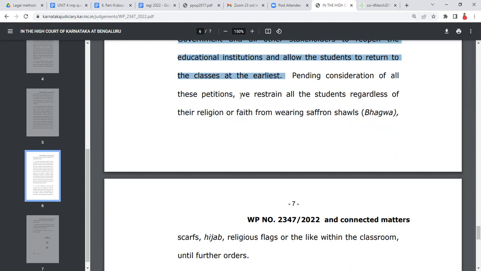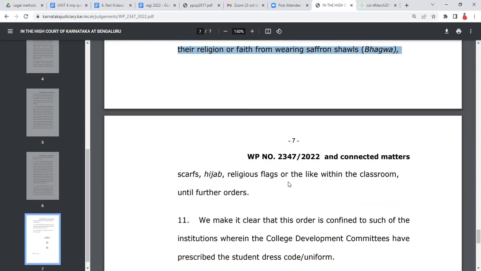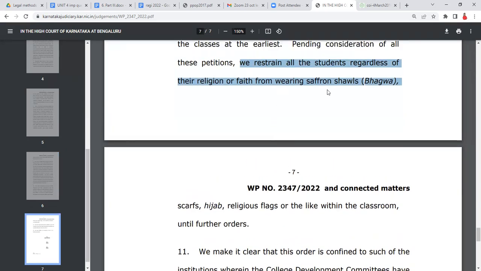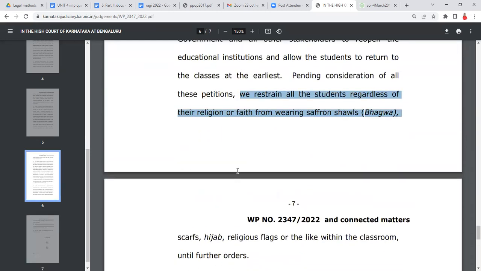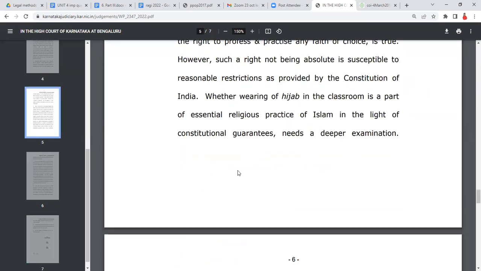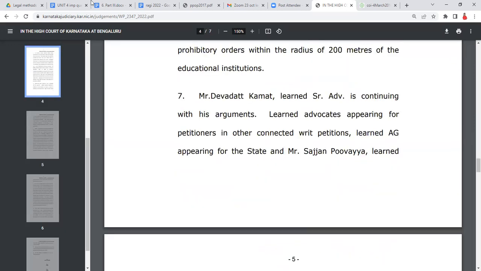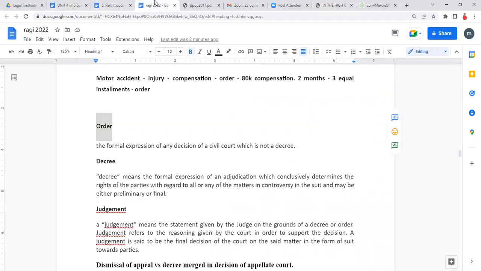Okay, we restrain all students regardless of religion. So regardless of religion, even though it was a hijab case, there were also students who were wearing saffron shawls and stuff like that. So we restrict them that whatever be your religion, you should not wear these things inside the classroom. Let this matter be decided. So that is nothing but an order, which is given in between while the case was not finally decided.